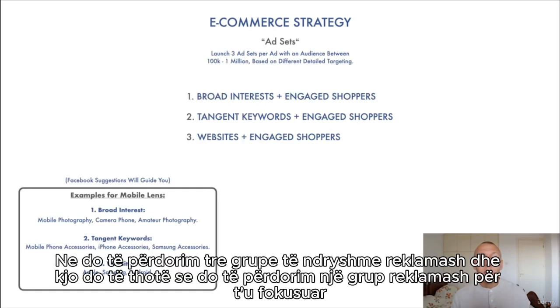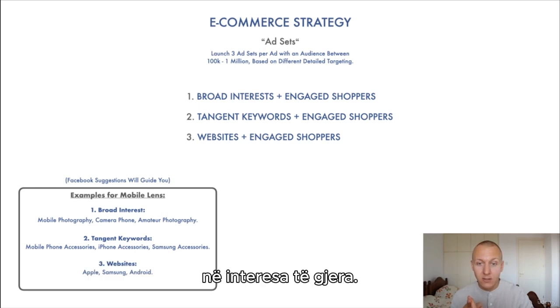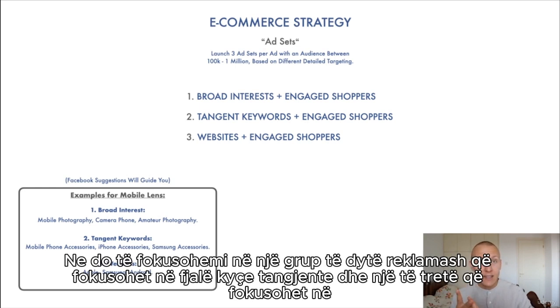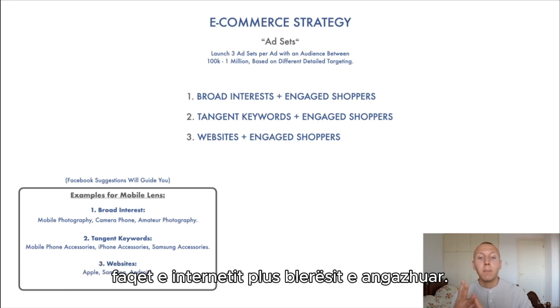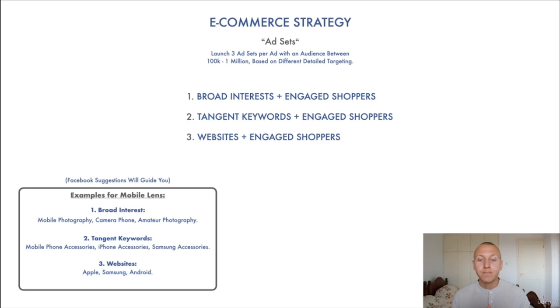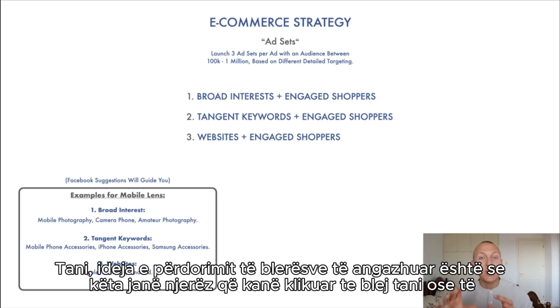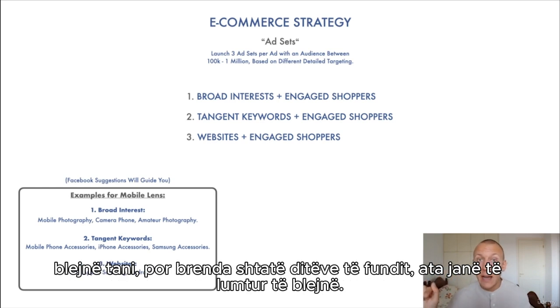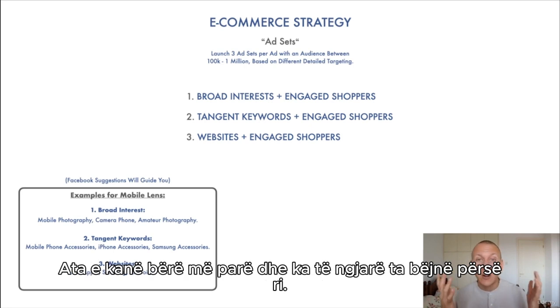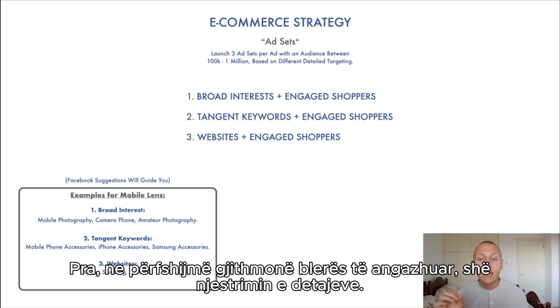We are going to use 3 different ad sets, and that means that we're going to use one ad set that focuses on broad interests, we're going to focus on a second ad set that focuses on tangent keywords, and a third that focuses on websites plus engaged shoppers. All right? Now, the idea of using engaged shoppers is that these are people who have clicked on the buy now or shop now button within the last 7 days. They are happy to shop, they've done it before, and they are likely to do it again. So we always include engaged shoppers in our detailed targeting.